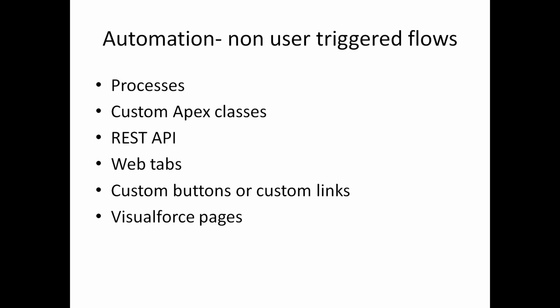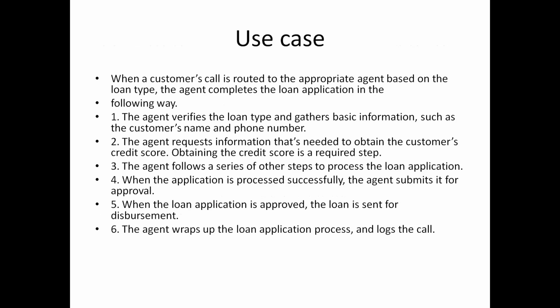Now, there are other ways it is exposed. If you don't want UI intervention to start a visual flow, you can call it via process, custom Apex classes, REST API, web tabs, custom buttons or custom links, and Visualforce pages. This way you don't need a user input to start off the flow. So these are the other ways you can call Lightning flows using automation.